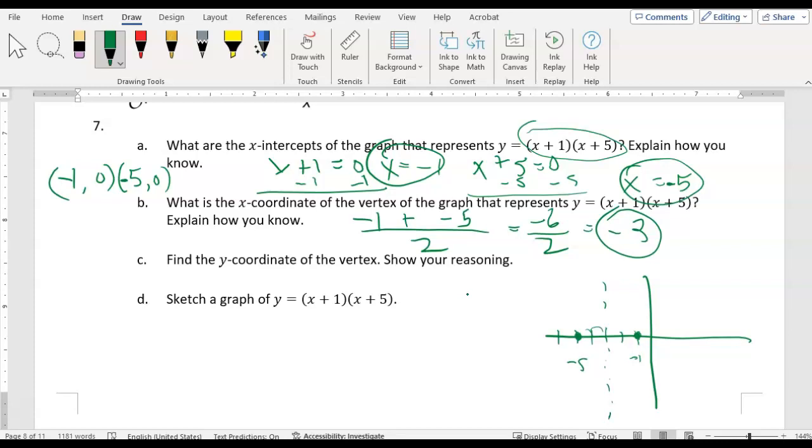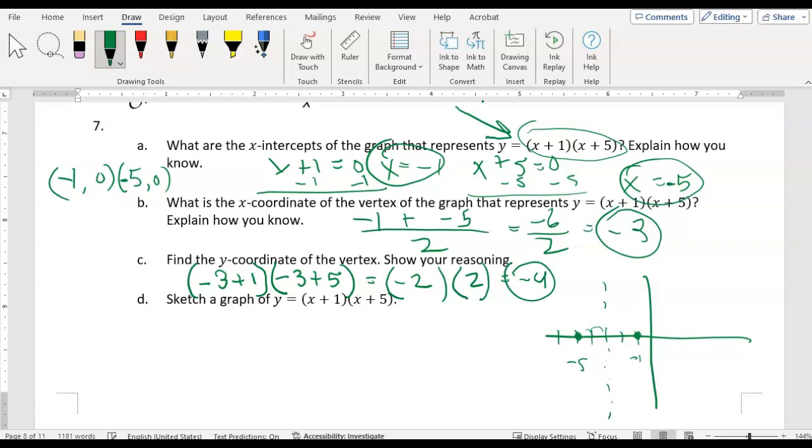So that's the x value, but now I need to find the y value. So I'm going to go back and I'm going to plug it in. Because remember, if you have x or you have y, you can find the other one. So I'm going to plug that in, and we're going to do negative 3 plus 1 times negative 3 plus 5. And that is negative 3 plus 1 is negative 2 times 2 is negative 4. So this would be negative 3 comma negative 4, 1, 2, 3, 4. About here would be our vertex.